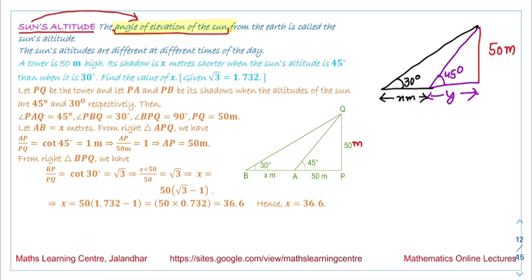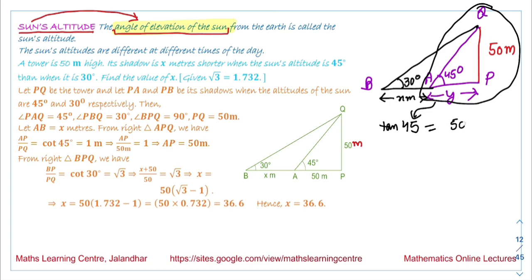Now we are talking about two triangles. One is the triangle QPA and one is QPB. So when we are talking about the triangle QPA, what we have is that tan 45 is equal to 50 over y, that is equal to 1. So this gives us y is equal to 50. We obtain that the value of y is equal to 50 meters.